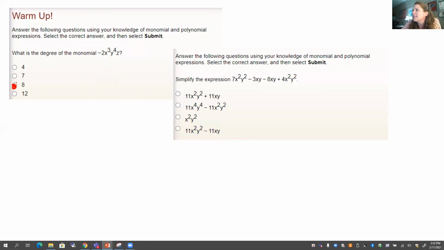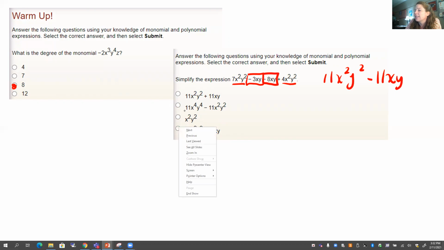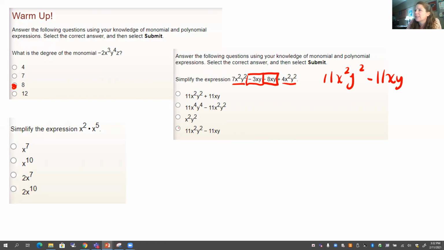All right, the next one. So here we have where we're combining like terms. So this is like this term. So we're going to add 7 plus 4 and get 11. So 11x squared y squared. And then we're combining these like terms. So -3 combined with -8 is -11xy. So that's going to be, where are we? This one, letter D, letter D. All right, moving on.